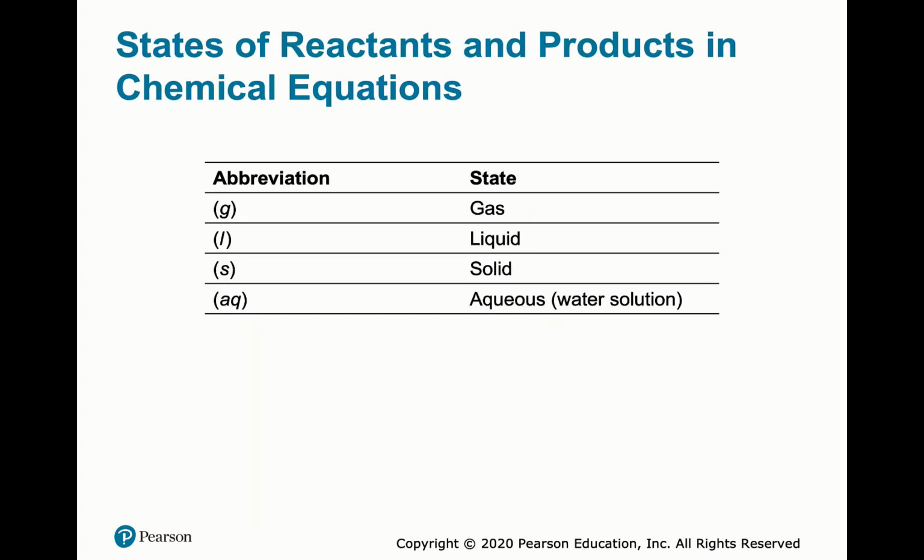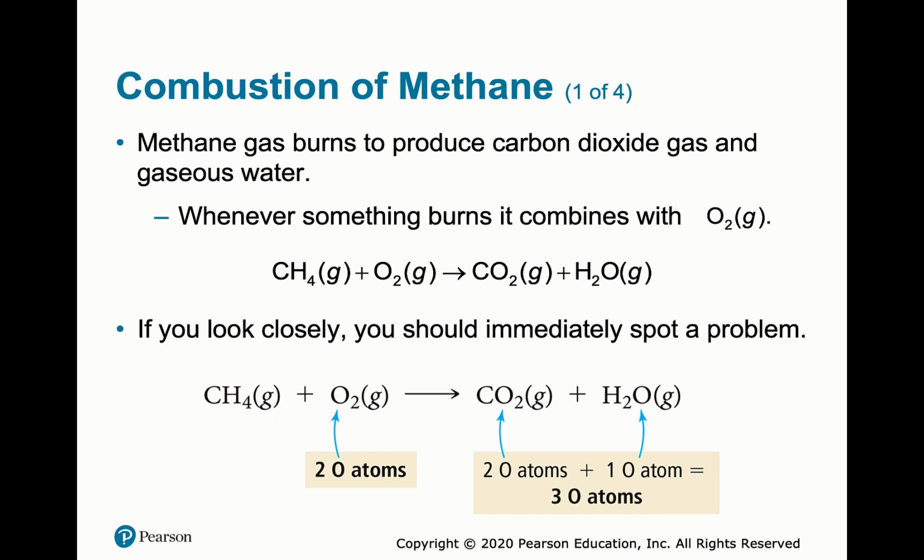So here are the abbreviations: g for gas, l for liquid, s for solid, and aq for aqueous, sometimes written aqueous as well, but that means dissolved in water. And water is very important for many things, like biological processes and the large amount of water that we have here on Earth. So water is a very important state, things to be dissolved in water.